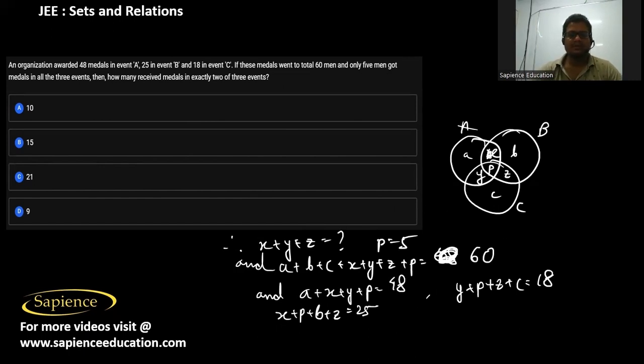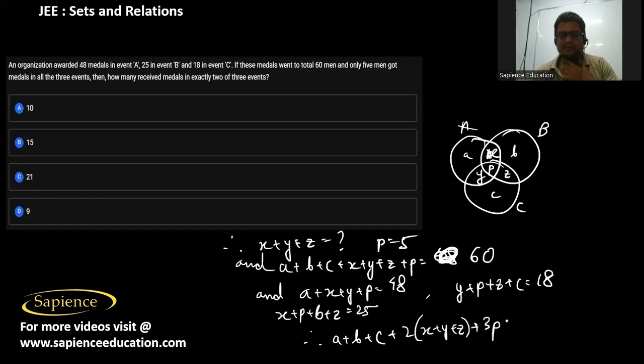How many received medals in exactly two of the three events? So now if you add these three, then we will get a plus b plus c plus x is coming two times, y is coming two times, z is coming two times. So it is 2 into x plus y plus z plus 3p, that is equal to 48 plus 25 plus 18.